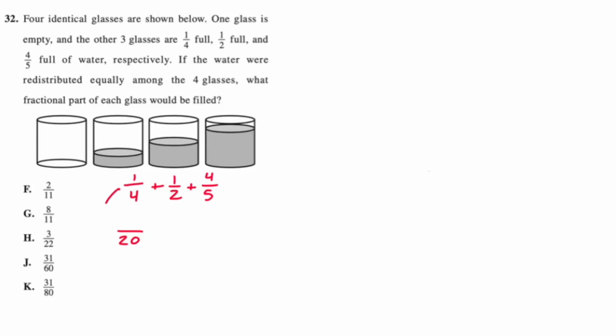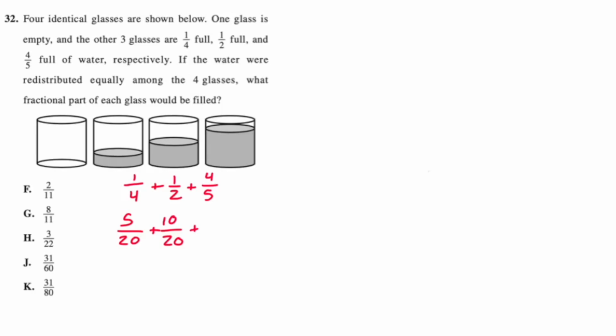Now in order to do that, I'd have to multiply this first fraction by 5. So I'll do that to the numerator as well. So 1 times 5 is 5. And then for the second fraction, again, turning the denominator into 20. In order to do that, I'd have to multiply by 10. So multiplying the top by 10 also gives me 10.